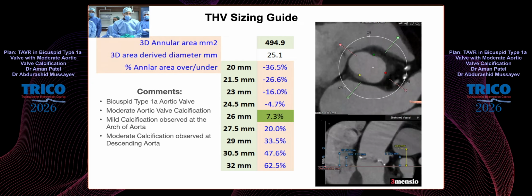So this is the sizing guide when we are using a MyValve balloon expandable valve. Sizing is based on the 3D annular area. The area that we calculated is 494.9, and based on that area, the expected valve size is 26 millimeter with 7.3% oversizing. In bicuspid aortic valves, we try to oversize less compared to tricuspid valves. In tricuspid, our oversizing criteria are around 15%. In bicuspid, depending on the anatomy, sometimes we go as low as 0%. But this patient has less calcium on the leaflets and raphe, so we are not worried about some oversizing.